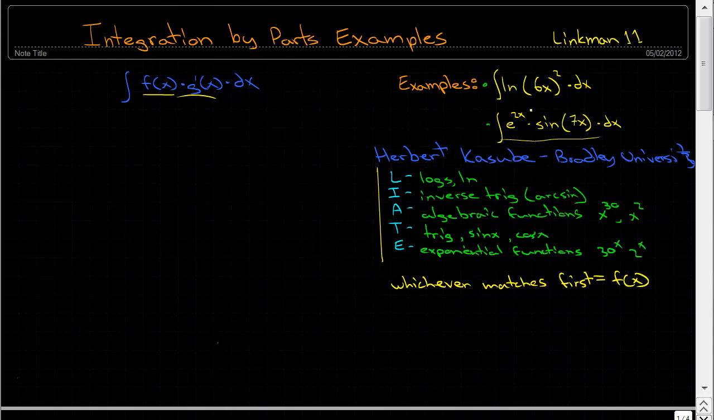So what we have here is we have our exponential function. e to the 2x is an exponential function. And then we have our sine of 7x, and that's a trig function. So according to Herbert Kasube, because the trig is higher up, that one is your f of x. It's the LIATE method. It's pretty easy to remember. Just remember LIATE, and then you remember what each letter stands for, and you'll be well prepared.